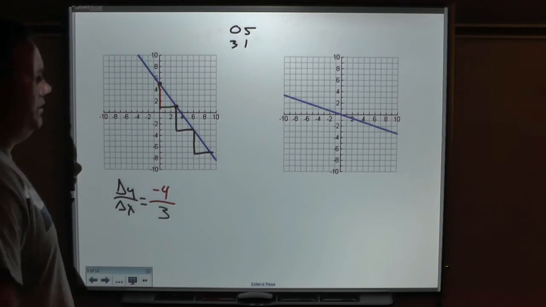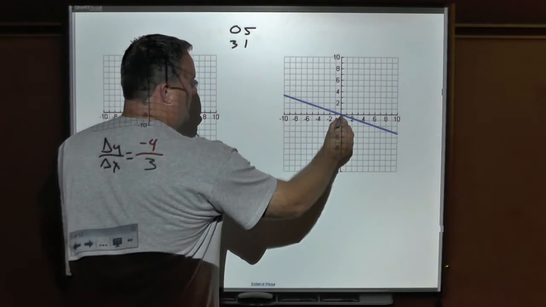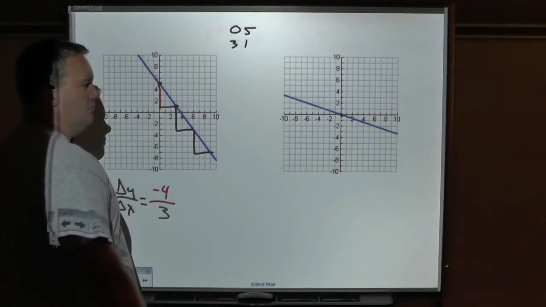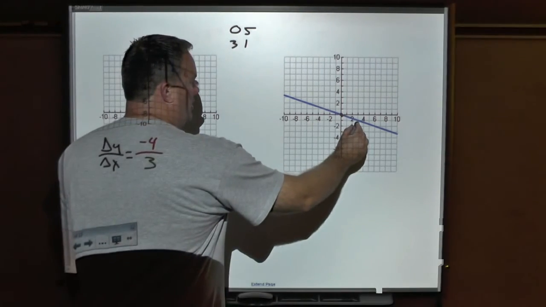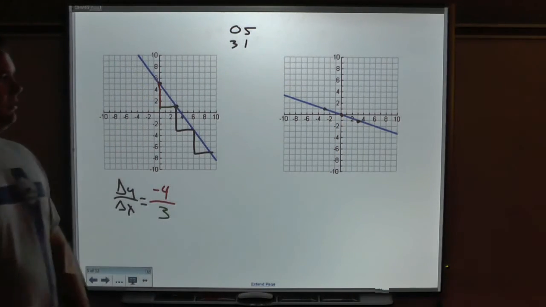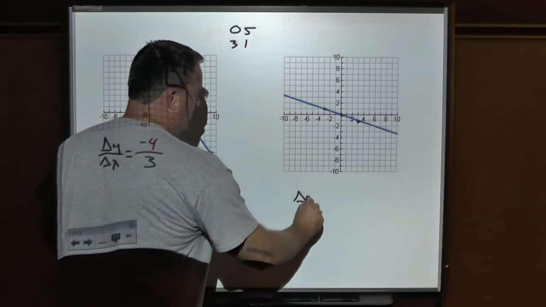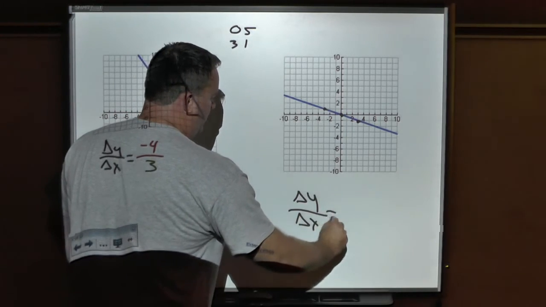Alright, the next one. Again, no points. Now, the easiest point to find, the origin. Works really well. Then you can use a point here. There's another point over here. There's one that's negative 3, 1, or one at 3, negative 1. Those points work just fine. But again, the same idea. Change in y over change in x.